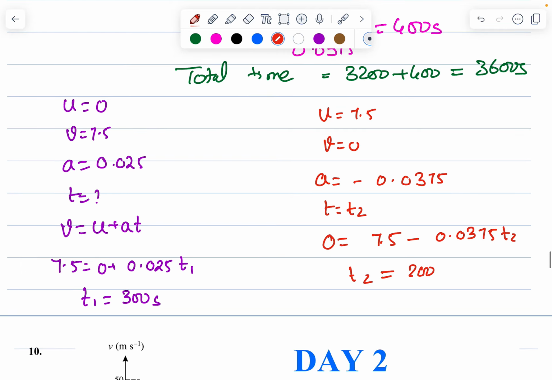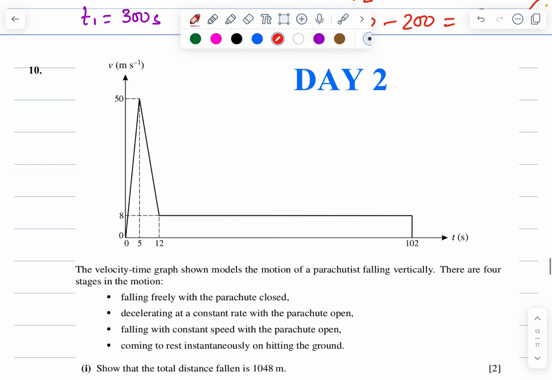But the total time was 3,600. 3,600 minus 200 is 3,400. So the final answer is 3,400 seconds. And the last question for today, day 2, will again be a velocity-time graph question.